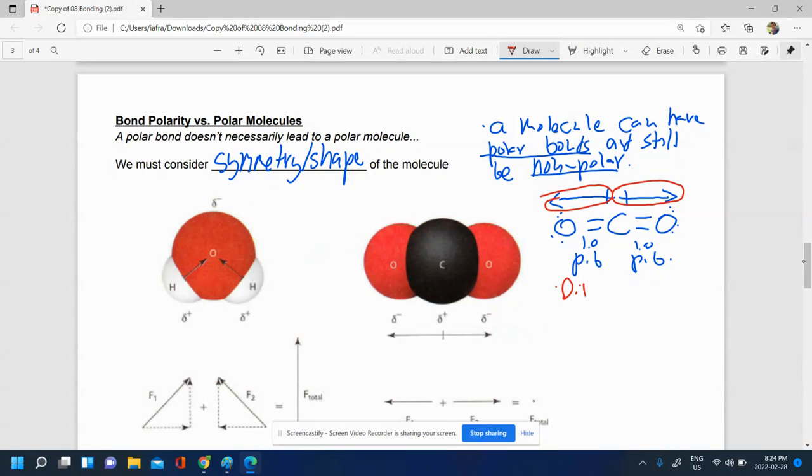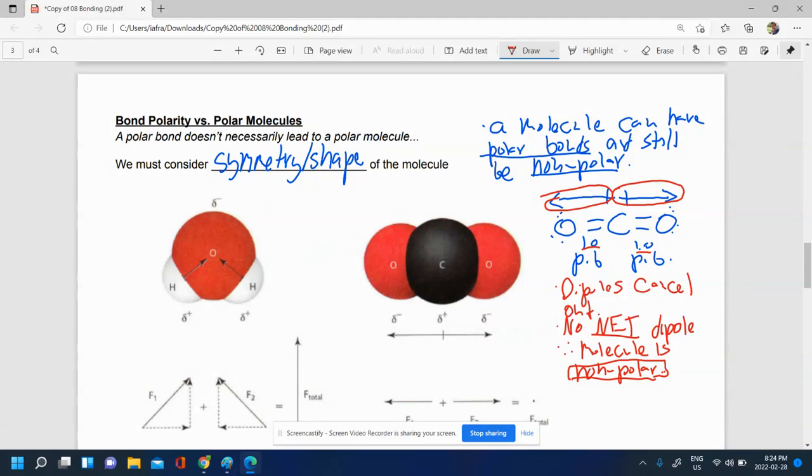So the dipoles cancel out, and we say there's no net dipole. Therefore, the molecule is nonpolar. So even though carbon dioxide contains polar bonds, which are here and here, overall the molecule is nonpolar because the dipoles of the polar bonds cancel out since the molecule is symmetrical.